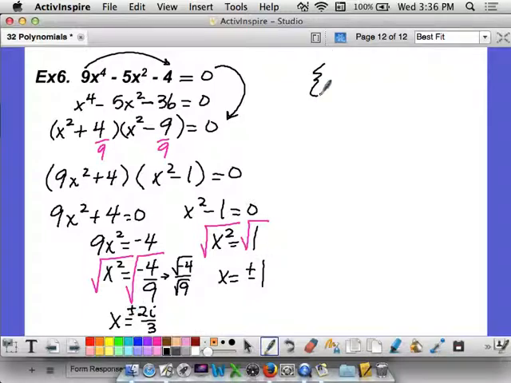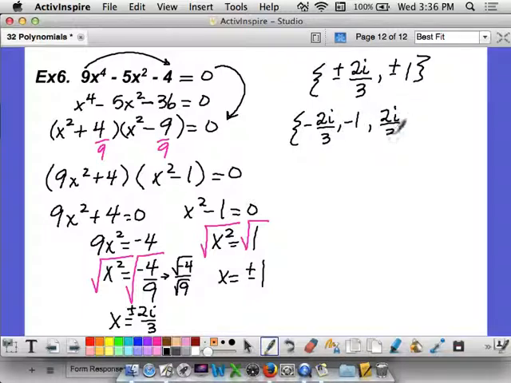So when I write that in set notation, I have plus or minus 2i over 3, and I have plus or minus 1. Where you see the 4 answers, if you need to write it, is negative 2i over 3, negative 1, positive 2i over 3, positive 1. There's my plus and minus, and my plus and minus. Either way is fine. I'll take either way. Most students leave it in this manner.